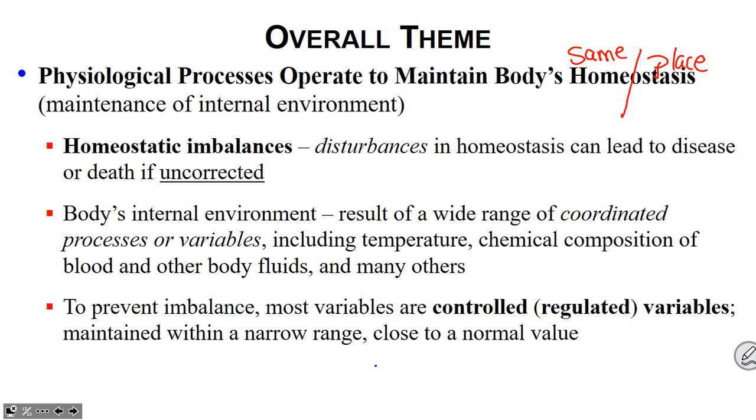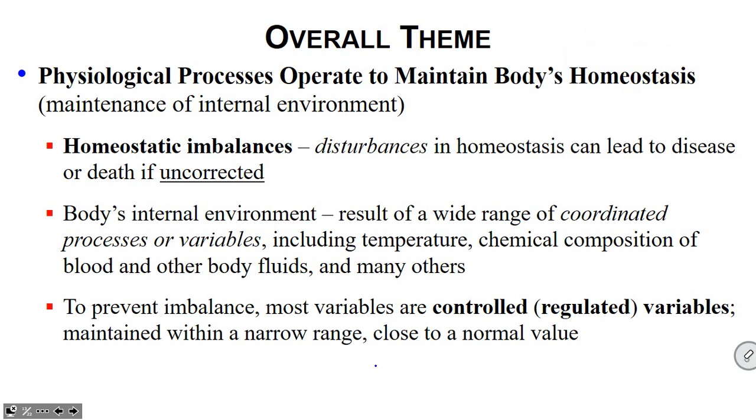Your blood pressure, your heart rate, your respiratory rate, the level of sodium in your body, the level of chlorine in your body, the level of oxygen, carbon dioxide, all of those are these coordinated variables we have. So we want to make sure that we keep our variables pretty controlled, and the way we're going to do that all comes back to keeping everything at the same place.